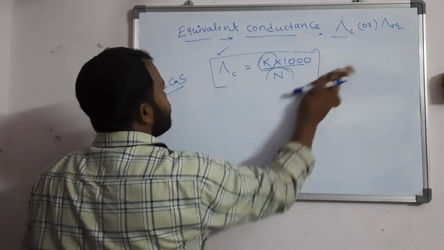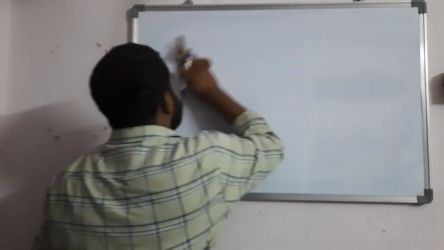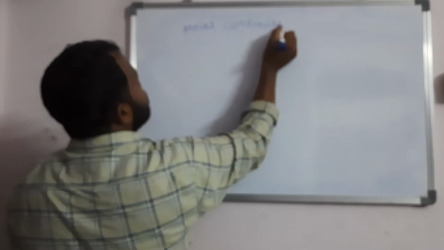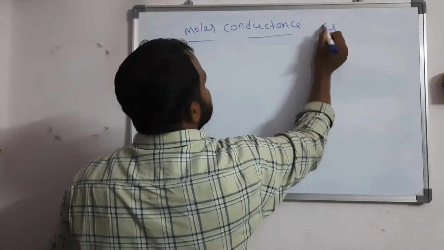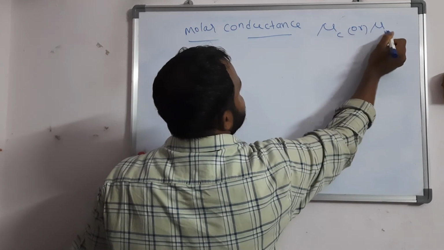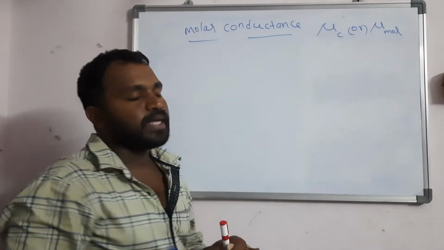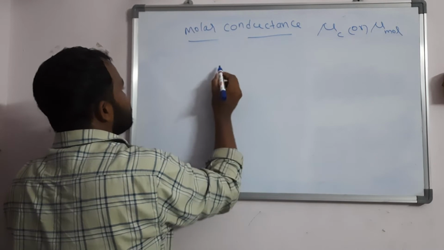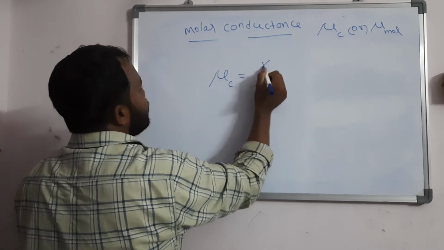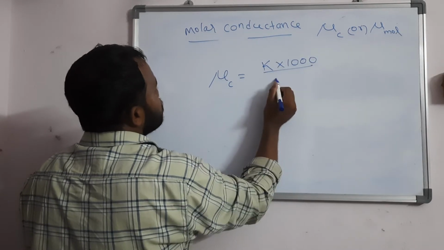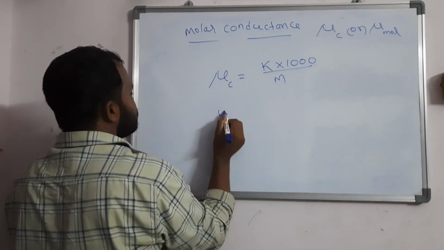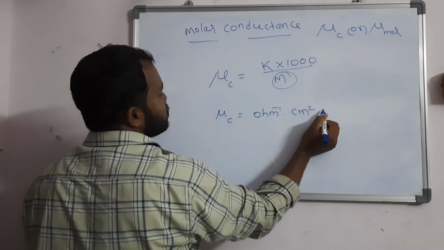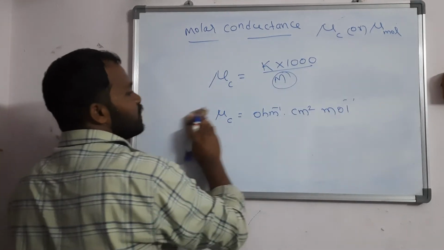Next, similarly, molar conductance. What is molar conductance? That is mu C, or mu molar. The conducting power of all the ions present in 1 mole of the solution is called the molar conductance. Directly I am writing mu C is equal to K into 1000 by M, where M means molarity. Units are the same: ohm inverse, centimeter square, and for molarity, mole inverse. This is the units you will get.